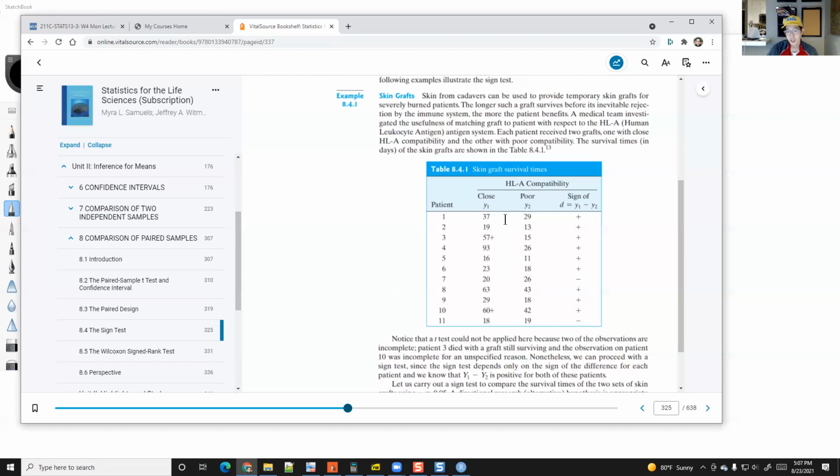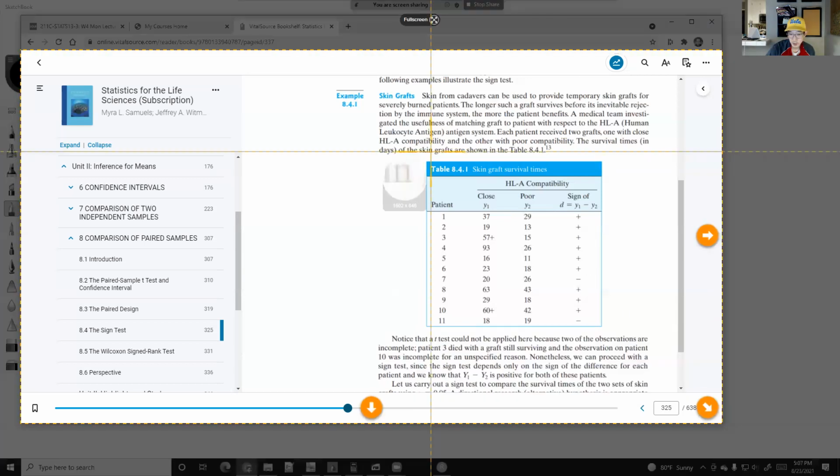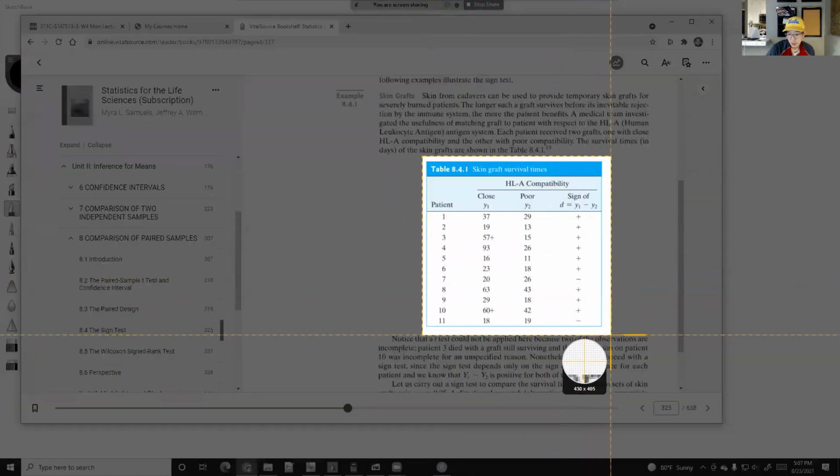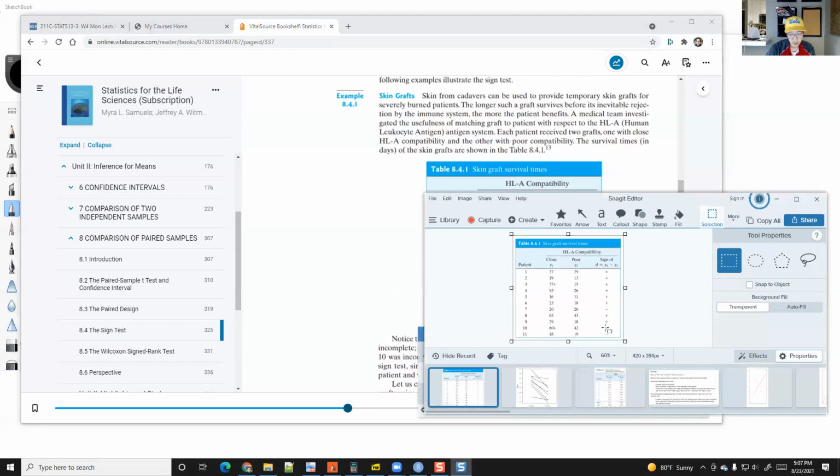And then they measured the survival time, how long that skin graft lasted in number of days, okay? And this is the data that they've obtained. So we had 11 patients, okay? And these are the numbers.